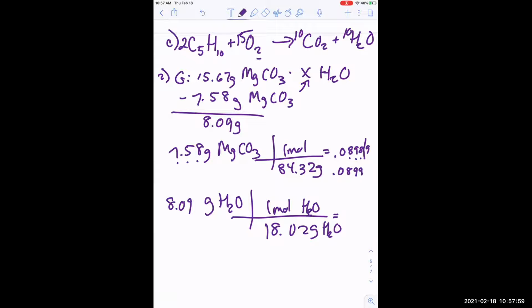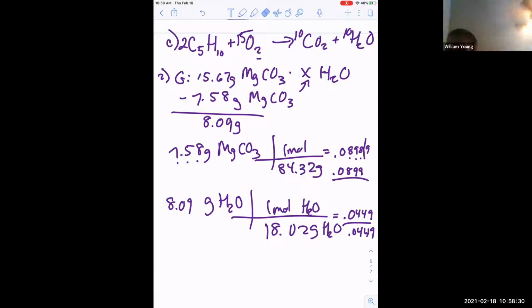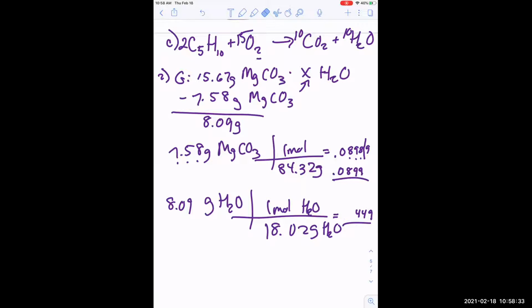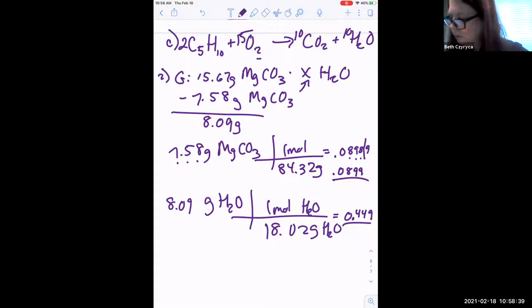So 8.09 divided by 18.025. Yep. I got 0.44882. Right, we need 3 sig figs. So 0.449. Wait, I'm pretty sure it's 0.449, not 0.0449. Yeah, I also have 0.449. I read it wrong. That's what I had, 0.449. Maybe you said it right, maybe I wrote it wrong. Thank you guys for stopping me.